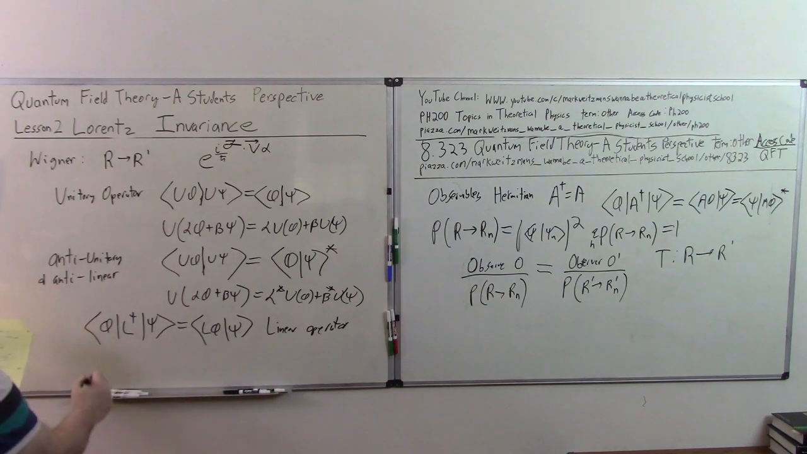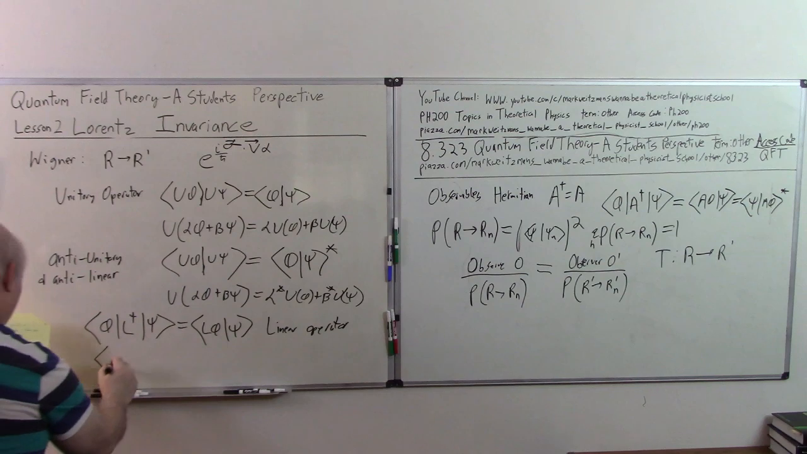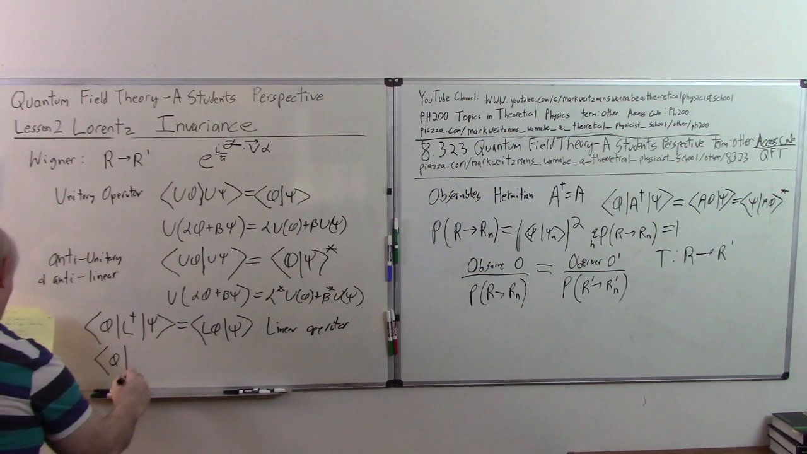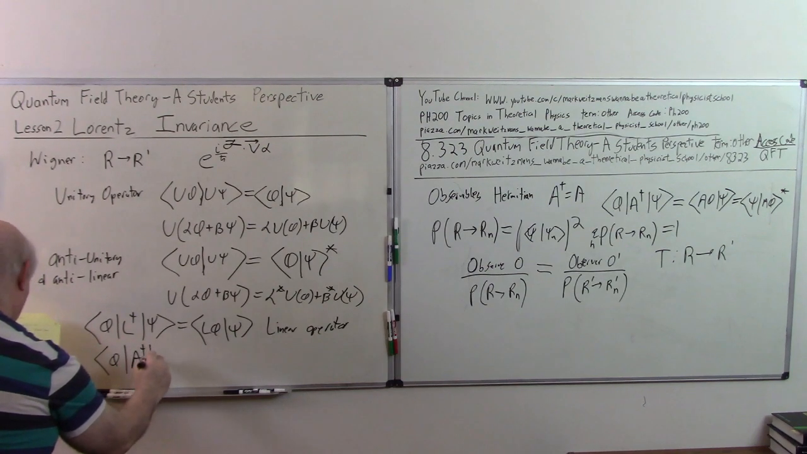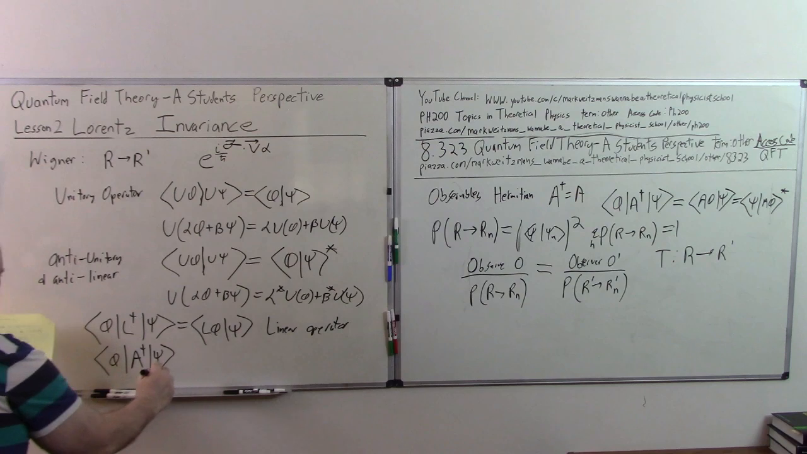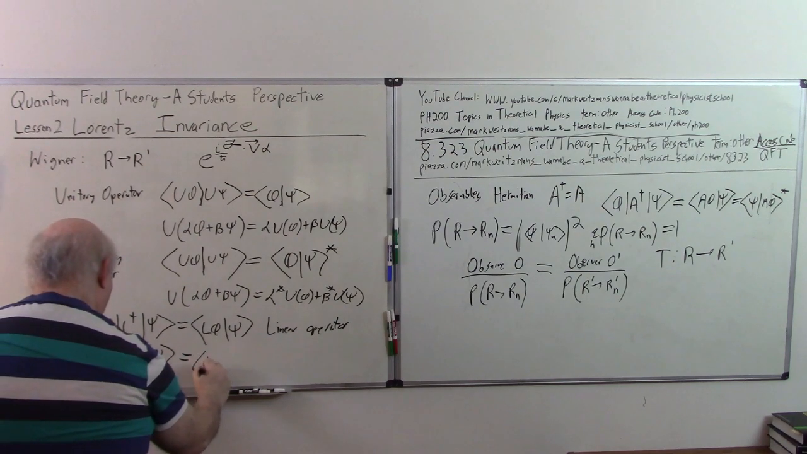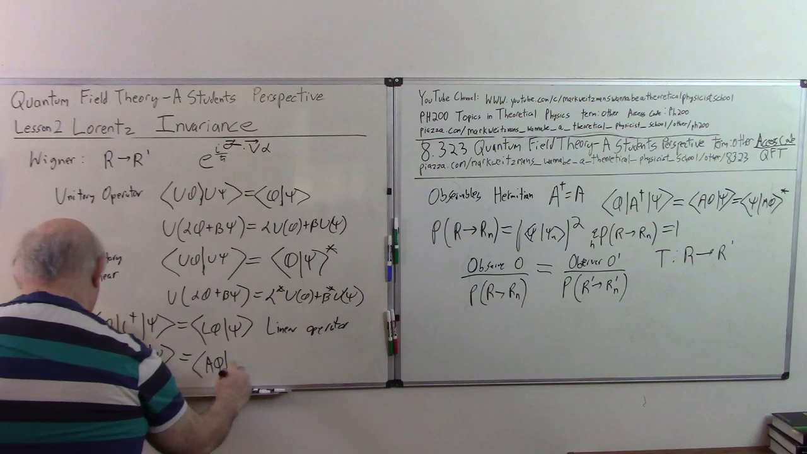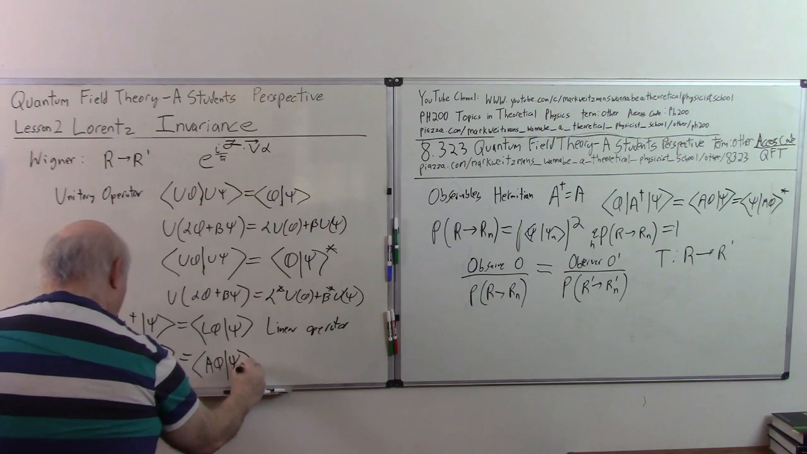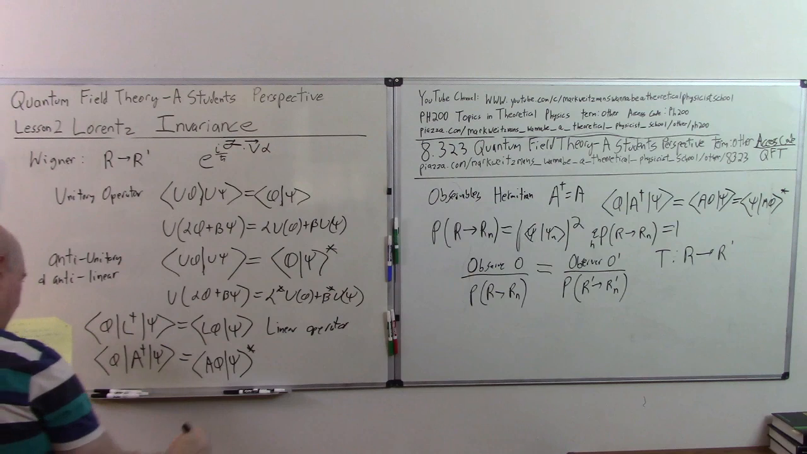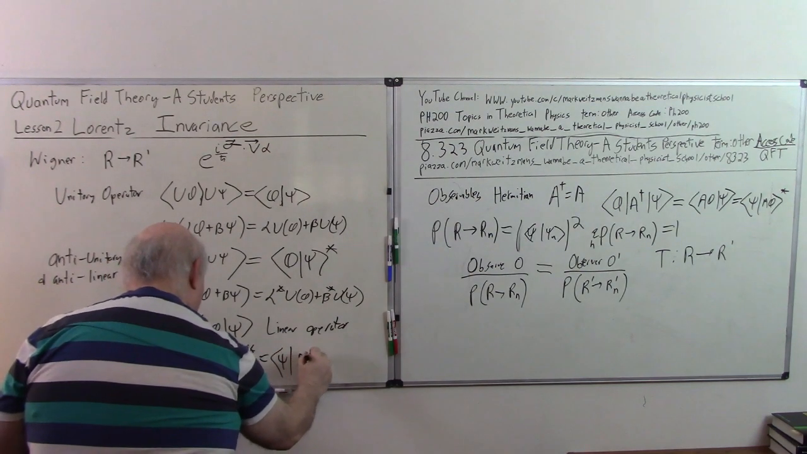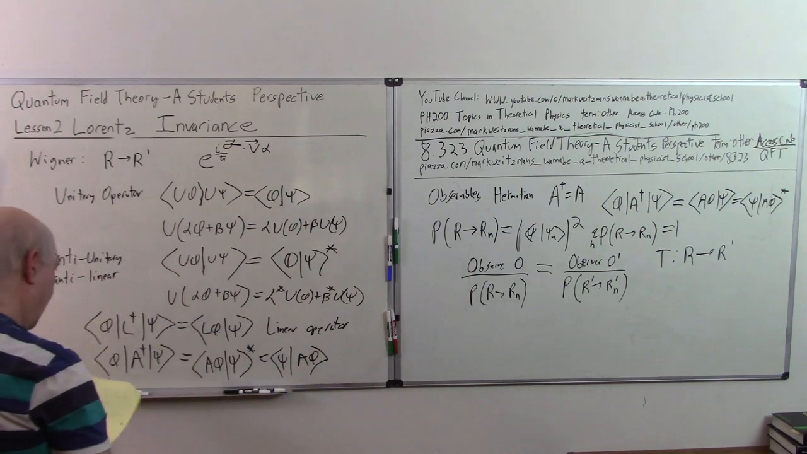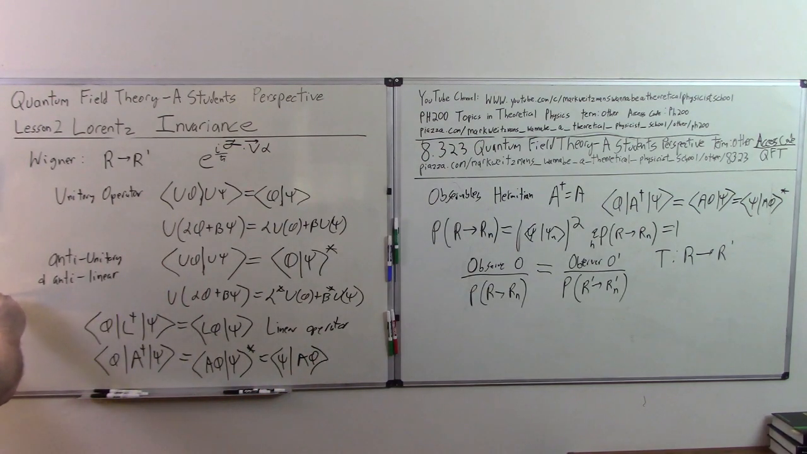But for an antilinear operator, I'll use A for antilinear, A dagger psi is equal to A phi psi star, which is equal to psi A phi. Either way, you're going to end up with something with U dagger equals U inverse.